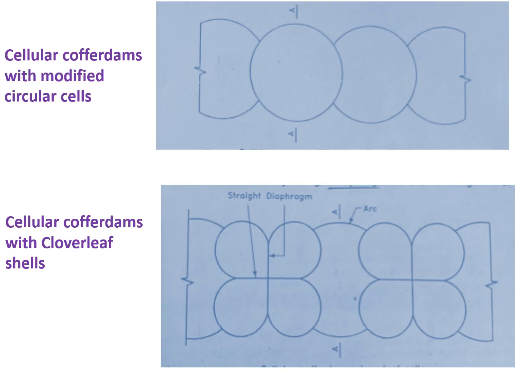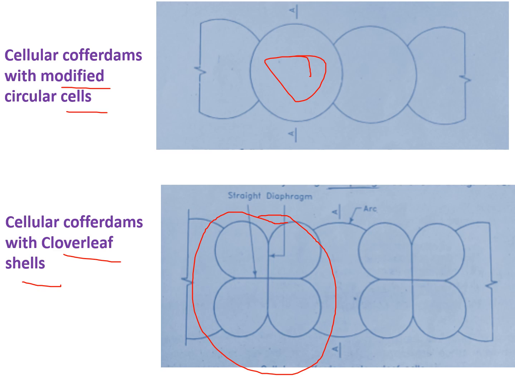Here cellular cofferdams with modified circular cells are shown. Some different arrangements, instead of arcs, this kind of cells are provided. And here this is a cellular cofferdam with overlay shell. So different arrangements in terms of making these cells can be done, and that can be called cellular cofferdam.